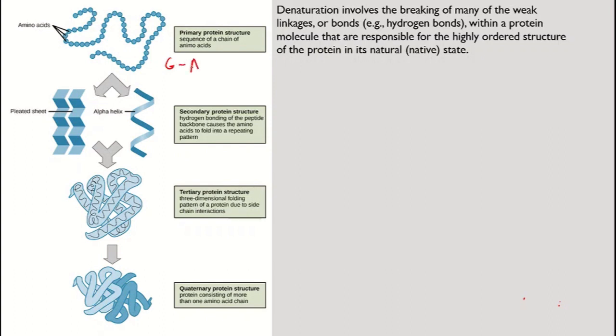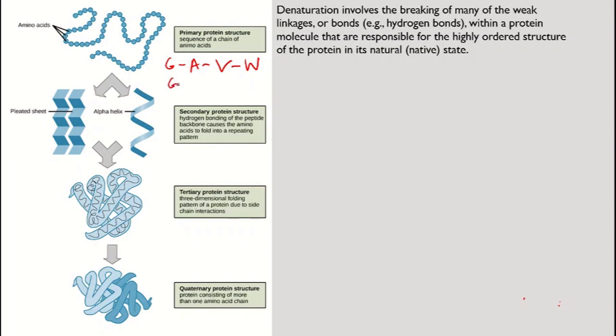glycine, alanine, valine, tryptophan. These amino acids all have different shapes because of their different R groups, and they'll have different interactions with the rest of the amino acids in the protein. But that's not what you're looking at when you're referring to primary protein structure. Primary structure refers to the order of amino acids. So glycine, alanine, valine, tryptophan.